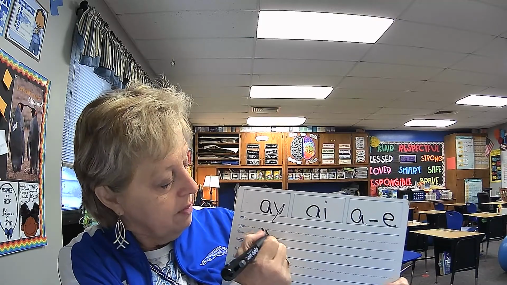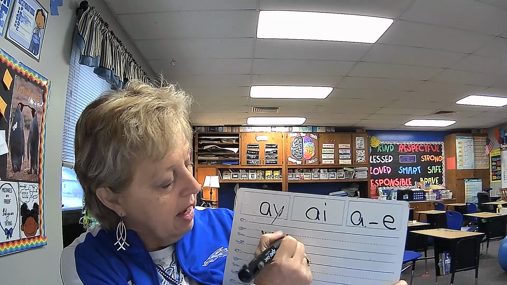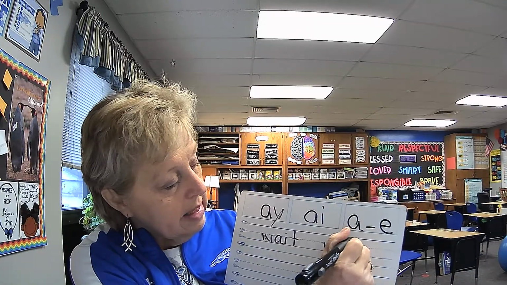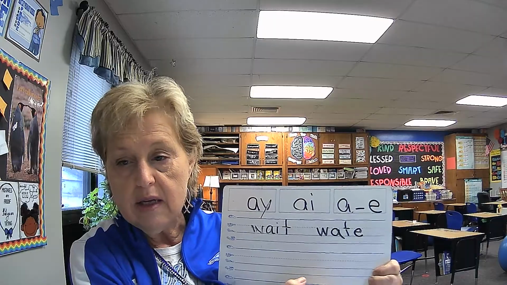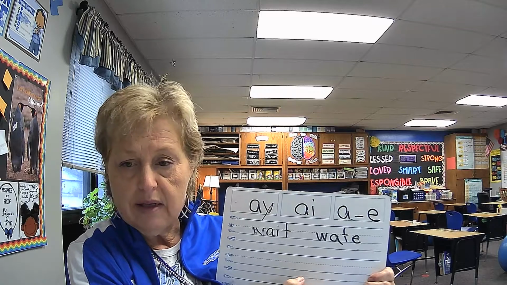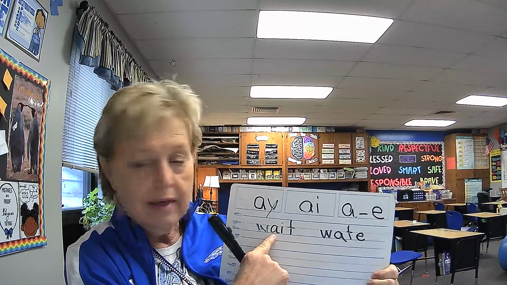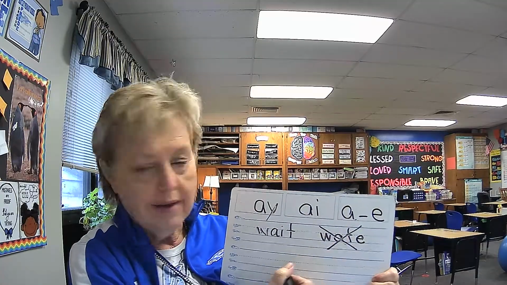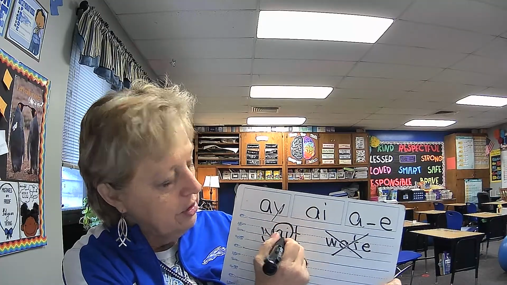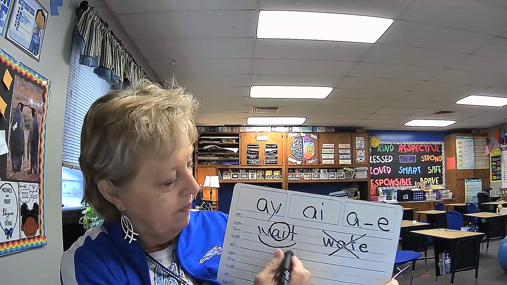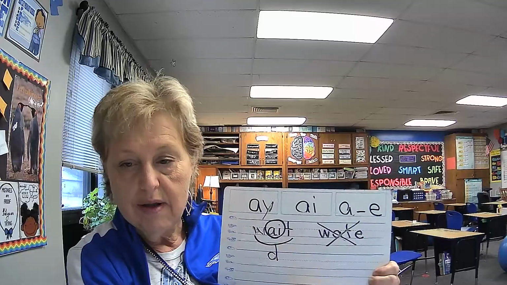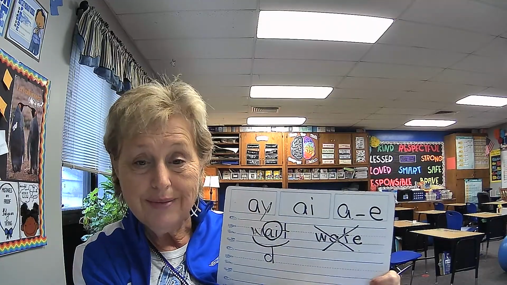So we'll start off W-A-I-T, wait, and W-A-T-E, wait. Which one do you recognize as being the correct way to spell the word wait? That's right, it's this one. Let's cross that one out. And we're going to scoop it. It is a double vowel word, so you circle the AI, and it is a double vowel. Show your teacher your work.